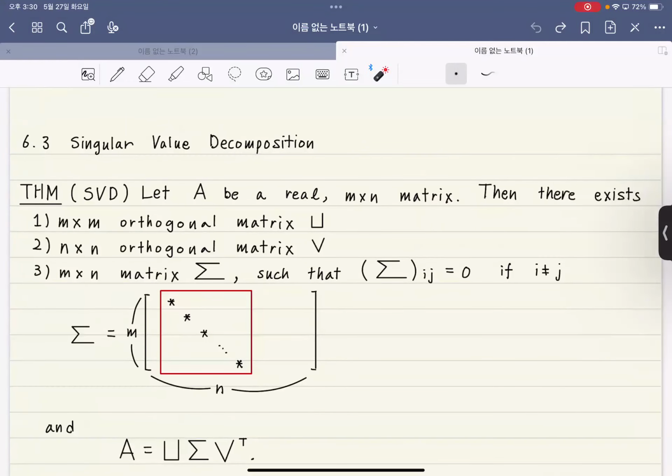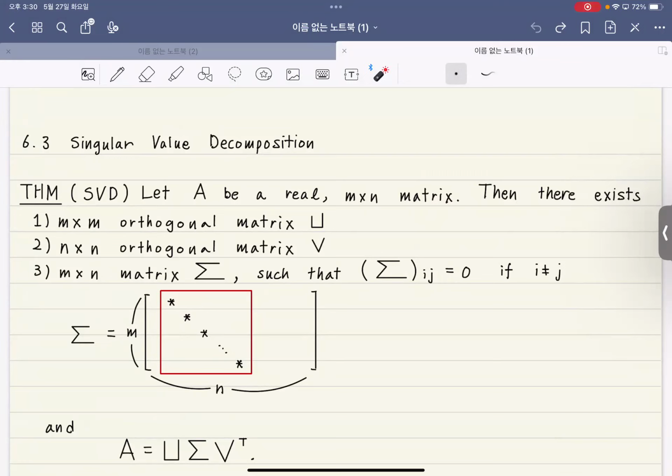Okay, so I believe today's lecture is going to be the last lecture in this semester, and I will be returning to the last section of this course, which is the singular value decomposition.